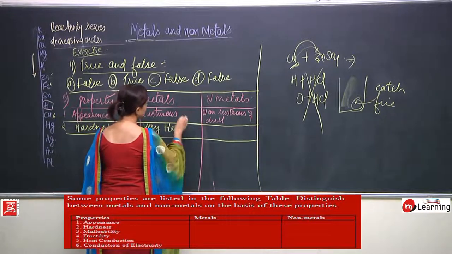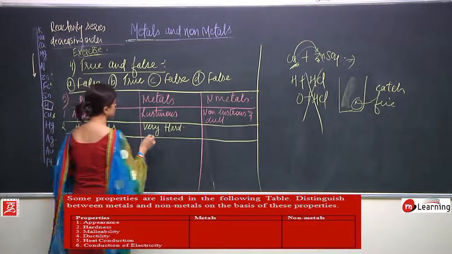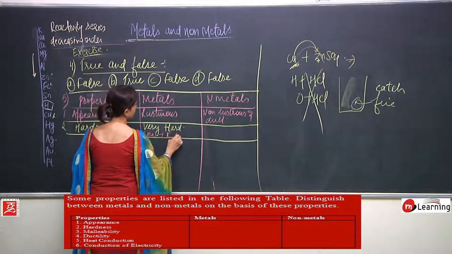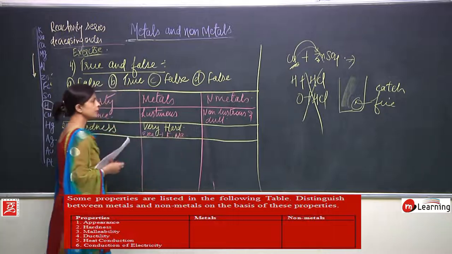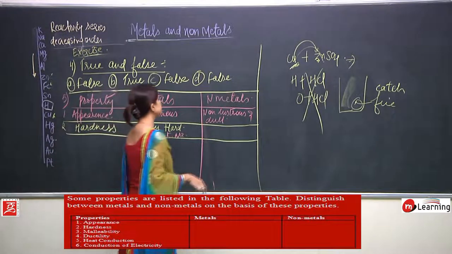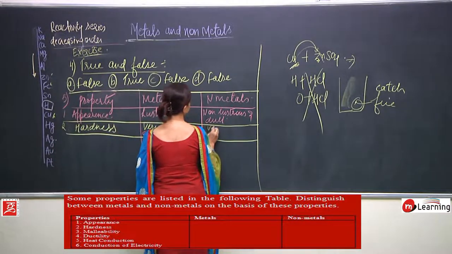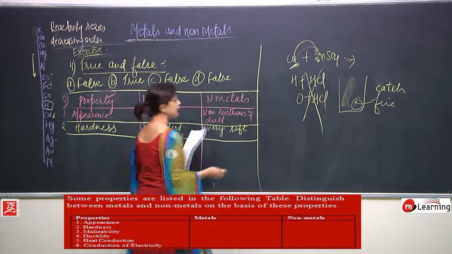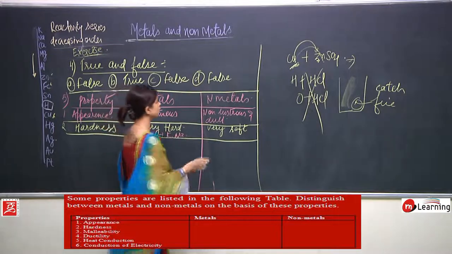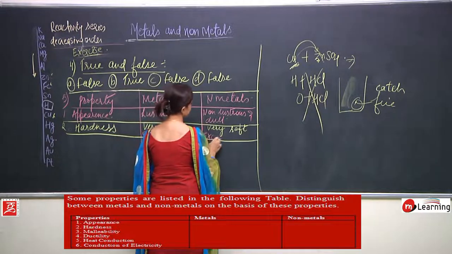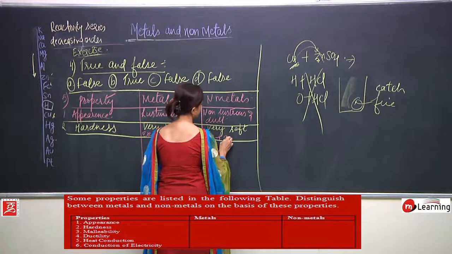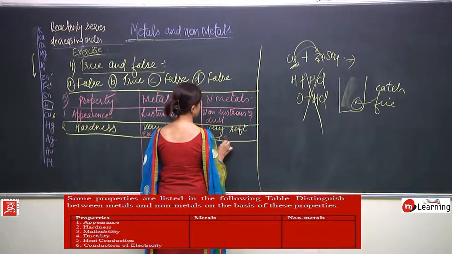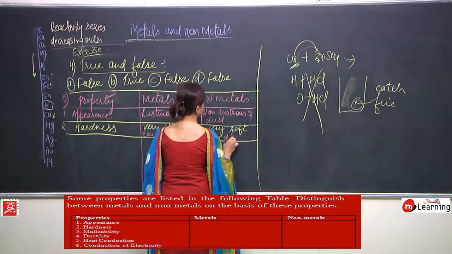But then I need to write exceptions also. The exceptions are potassium and sodium. When we talk about non-metals, they are very soft. But again, I need to write an exception over here also. The exception is what? Graphite? No, graphite is soft only. So what should I write? I should write diamond over here.